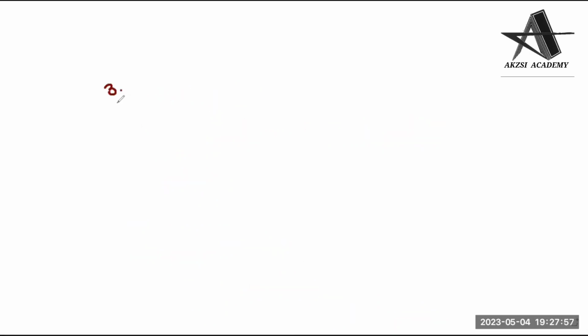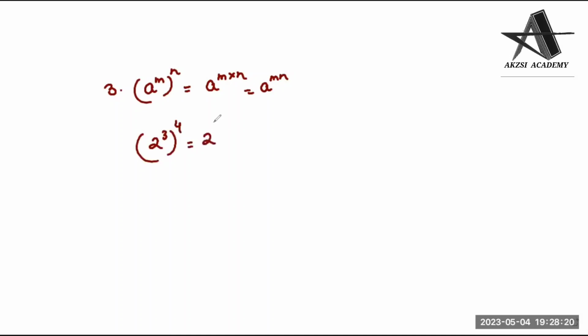Third rule is when there is a power over another power. A to the power of m, whole to the power of n. So in that case, you need to multiply the powers. A to the power of m into n, or a to the power of mn. So suppose if it's 2 to the power of 3 whole to the power of 4, that means it's 2 to the power of 4 into 3, that is 2 to the power of 12.